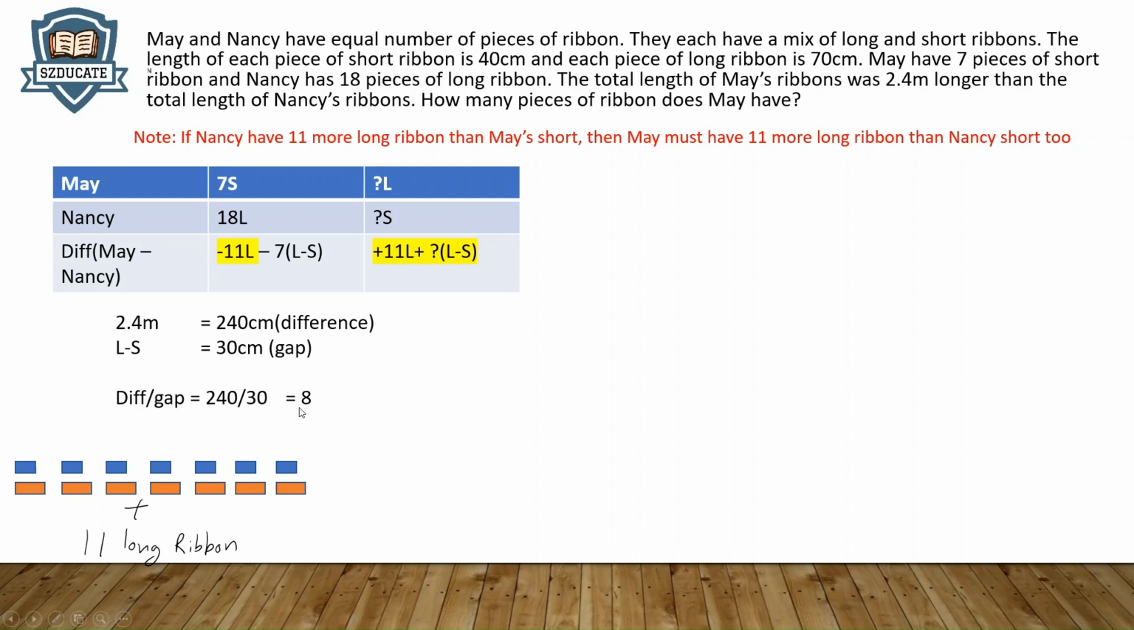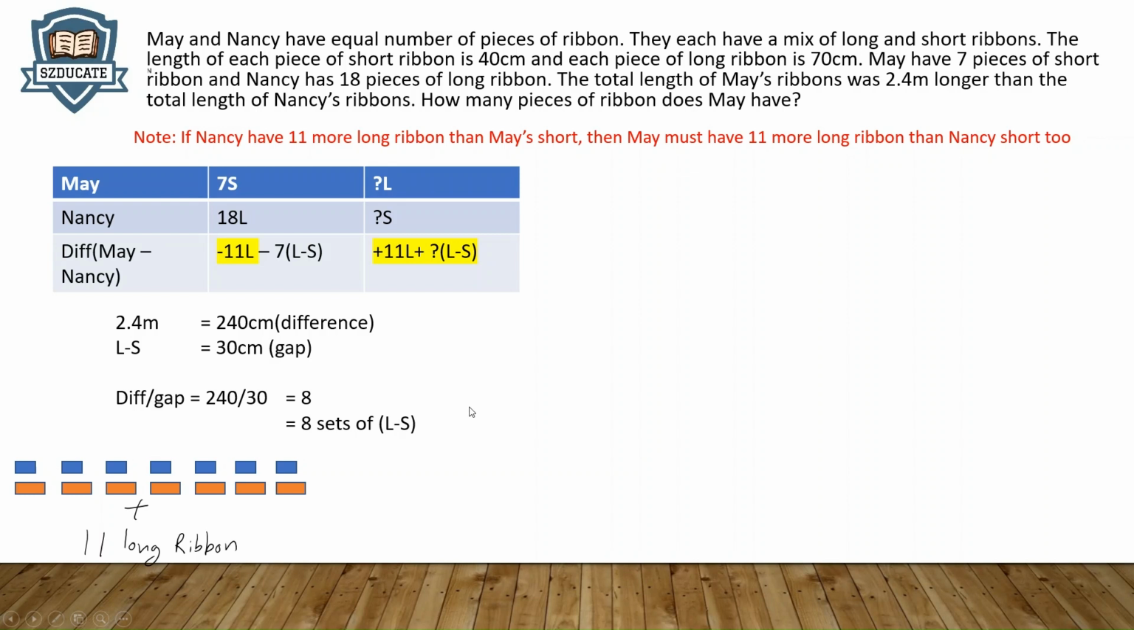Now what does this 8 stand for? It stands for the number of these long and short packets that you have. Or rather, long minus short. If you take May minus Nancy, you end up with 8 sets of this. Everything else cancels away, you are left with 8 sets of this.